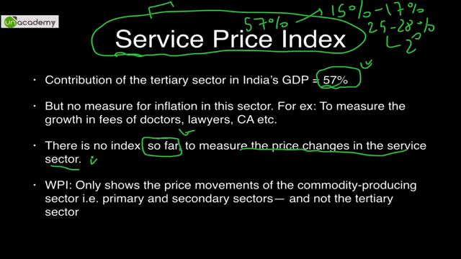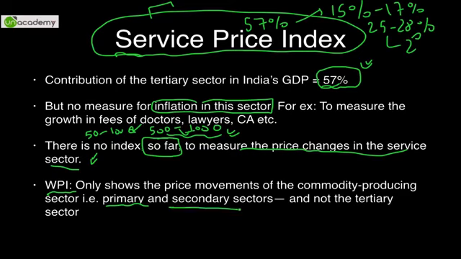This is extremely sad. For example, doctor fees: when I became a first year MBBS student, they were 50 to 100 rupees. Now it is 500 to 1000 rupees. So can you see the drastic increase in the fees? Similarly, lawyers, CAs, all these service providers, the hospitality industry. There is no measure for inflation in this particular sector. Also, WPI only includes primary and secondary sectors. Basically it is focused on commodity producing sectors and it does not include the tertiary sector.